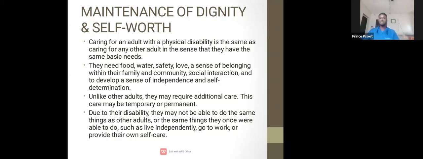For the temporary, we know that in the meantime, when the healing process takes place, they regain the ability to do those things for themselves again. But otherwise, this care becomes necessary for the rest of their lives. Due to their disability, they may not be able to do the same things as other adults, or the things they once were able to do, such as live independently, go to work, or provide their own self-care.